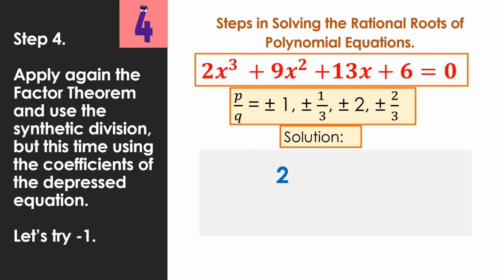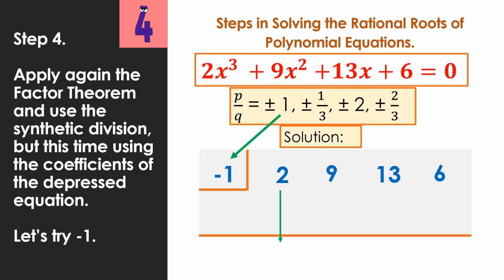Solution: we have to write down again all the numerical coefficients of the given polynomial equation. The numerical coefficient of x cubed is 2, of x squared is 9, of x is 13, and 6 is the constant term. Now this time, the root that we will use is negative 1. Then follow the steps using synthetic division.